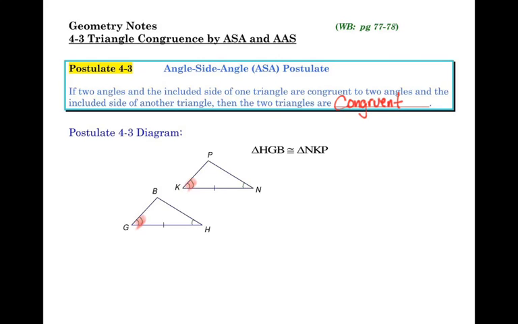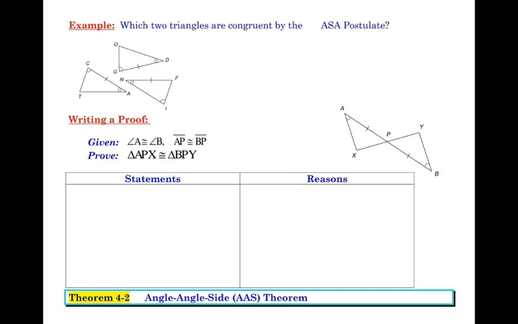So what that means is if we look at the angle and the side, the other angle is what's included in it. And so it has to be that this side is touching both of these angles, and it's the same relationship for both triangles. If we have that relationship, then they're going to be congruent triangles.